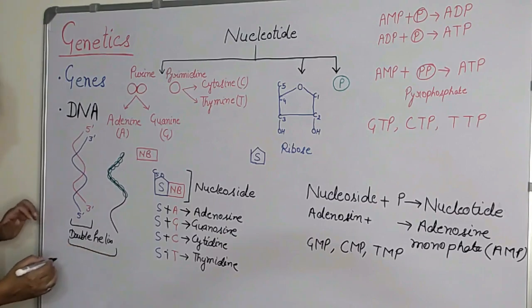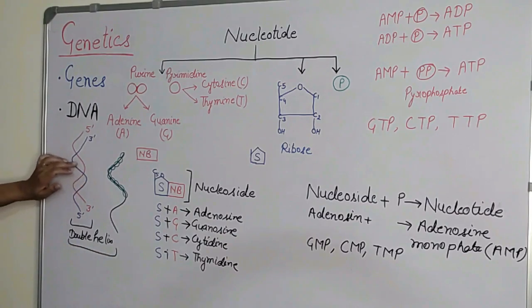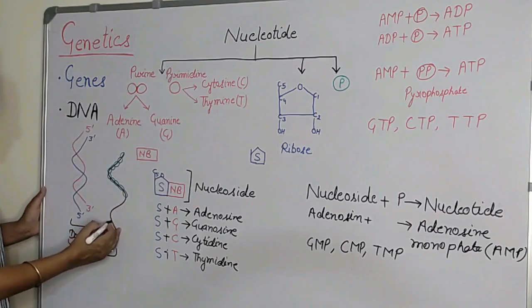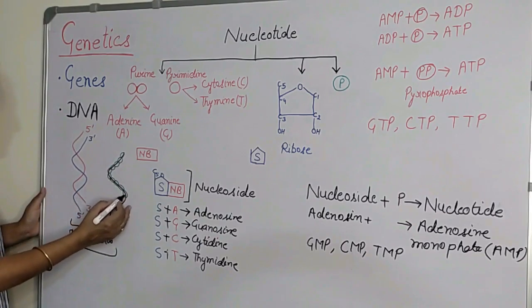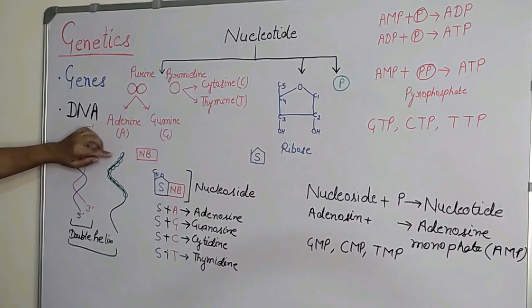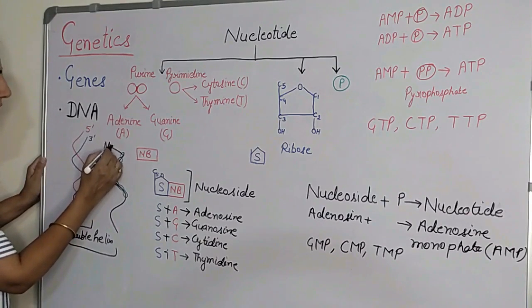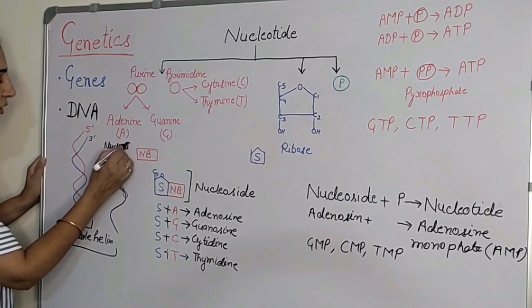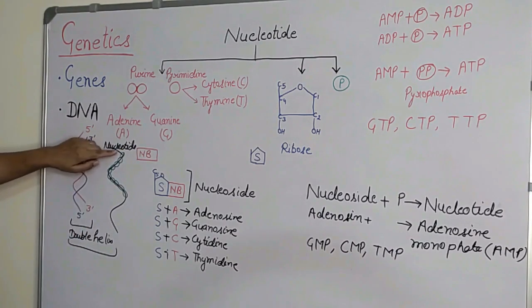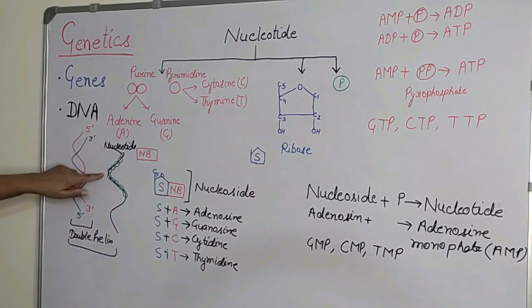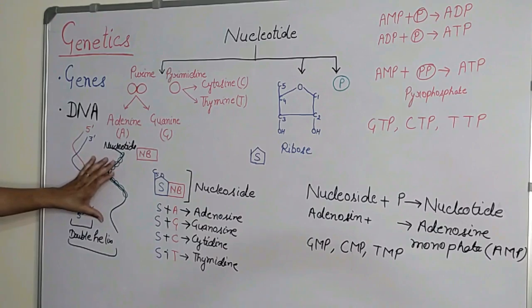This is the double helix made up of polynucleotide chains. Suppose let's see a single strand. So this is the single strand of polynucleotides. Then suppose these are the nucleotides. So many nucleotides are bound to each other to form a linear structure of polynucleotides. This makes the one strand of DNA.